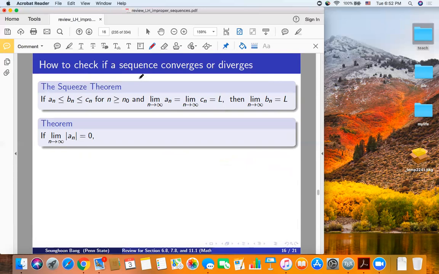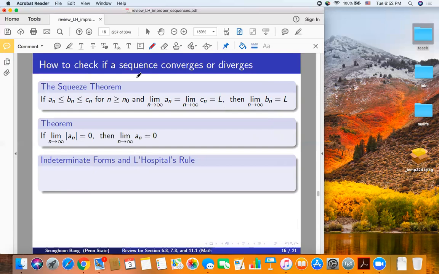So what's the application? If the limit of the absolute value of a_n equals 0, then the limit of a_n is also equal to 0. Now indeterminate forms and L'Hopital's rule: the limit of a_n over b_n as n approaches infinity is of infinity over infinity or 0 over 0 form. You can use L'Hopital's rule. This is ideal for solving sequence problems.